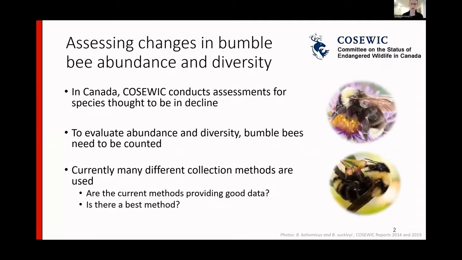So researchers are often interested in conducting assessments of bumblebee abundance and diversity in order to understand how populations are changing. For example, in Canada, COSEWIC conducts assessments for species thought to be in decline, and they've done assessments for a number of bumblebees. To evaluate abundance and diversity, bumblebees need to be counted, but currently there are many different collection methods being used. And so we're interested in finding out if there is a best method.